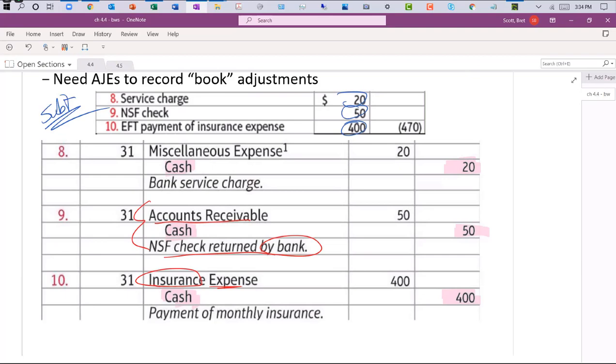So we're kind of like reversing out. This is like a reversal entry of what we did, say, during the month or during last month.